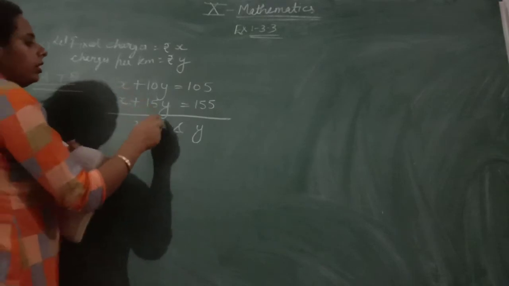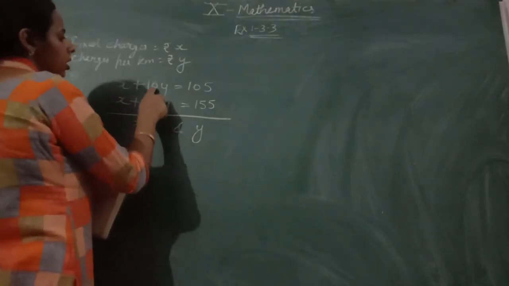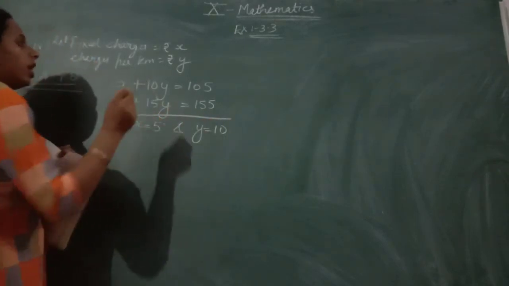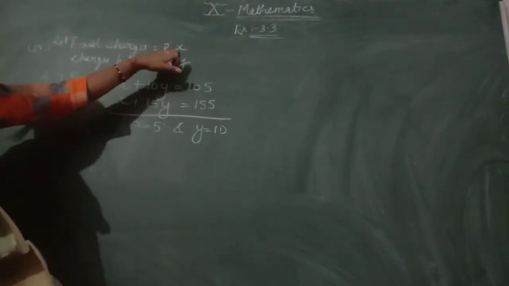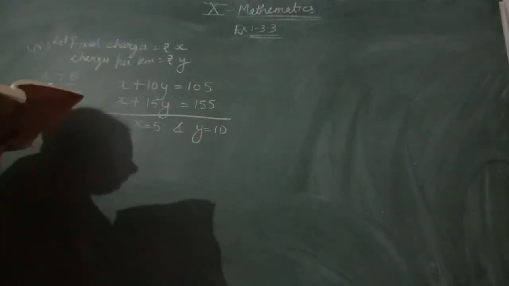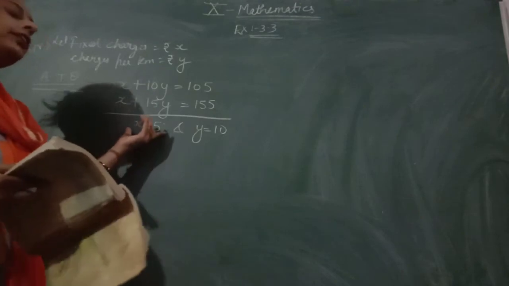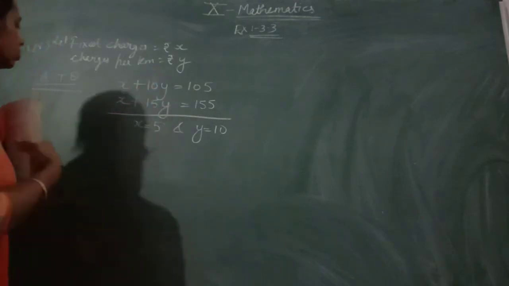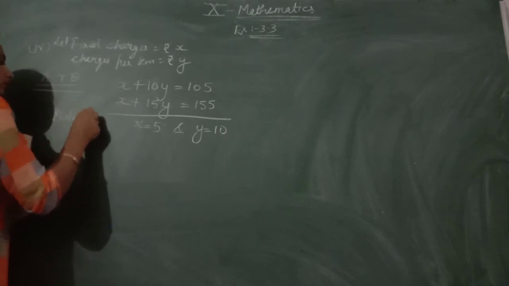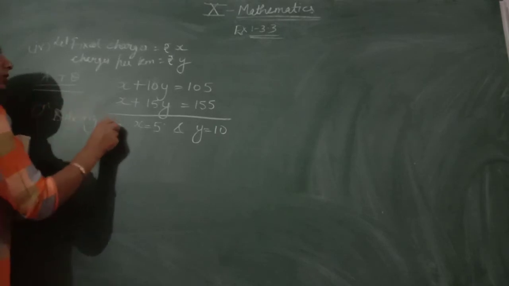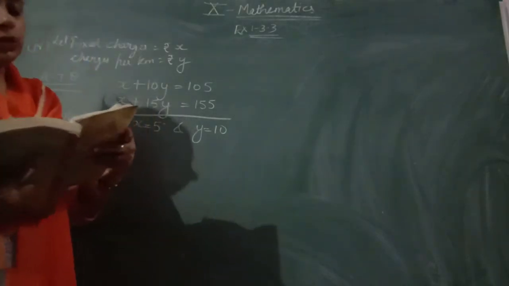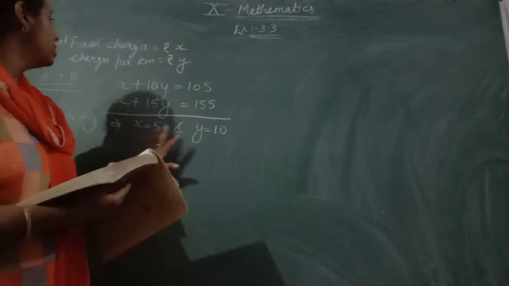Here you will get the value of y as 10 rupees, and x as 5 rupees. It means 5 rupees is the fixed charge and the charge for 1 kilometer is 10. Okay, now what is the fixed charge? We have already told, that is 5. After solving these, you will get this. You have to solve by yourself, not just write it as it is. So the fixed charge is 5 rupees.